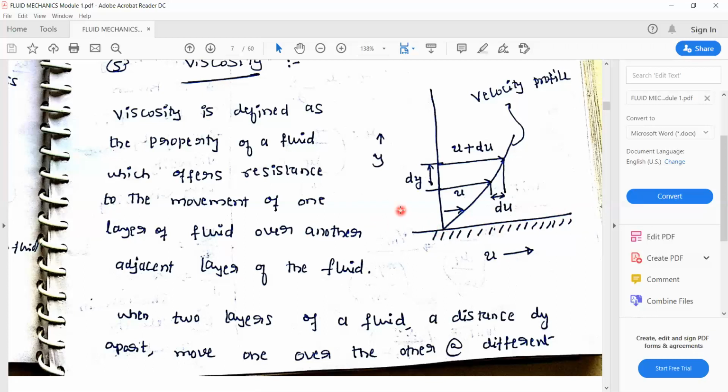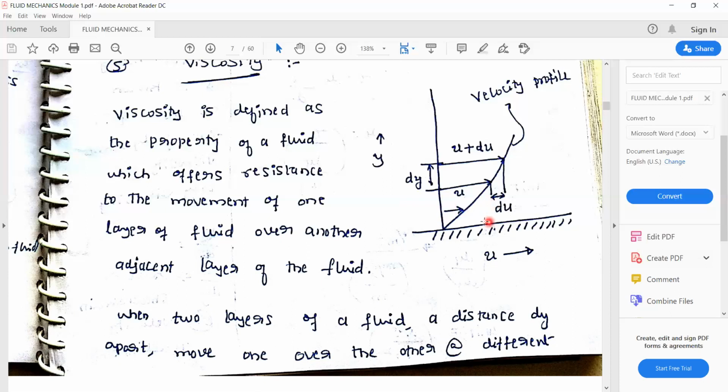Whenever the fluid is flowing, I already told you, it will flow layer by layer, which we can't actually see. The very first layer will stick to the solid boundary. Then what is the velocity of that first layer? The velocity of that first layer is zero. Then the second layer will start moving in the forward direction, that means it will start flowing in this direction.